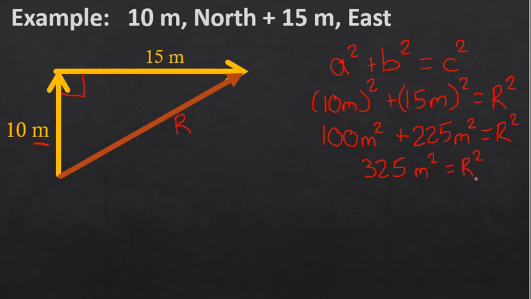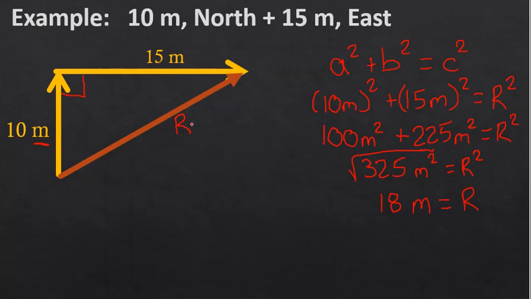And now pull out your calculator, take the square root of 325. You're going to get 18 and a little bit of decimal places, but it's approximately 18. And then we're also going to square root meters squared. The square root of meters squared is meters. So the magnitude of our resultant is 18 meters.